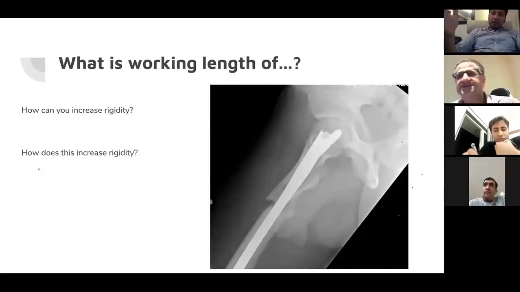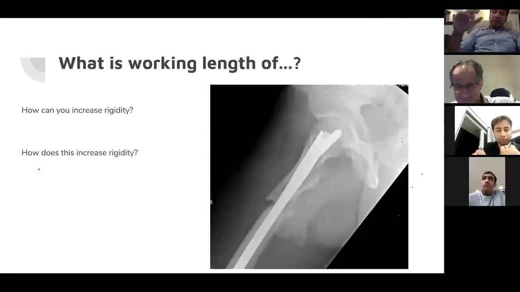Exactly. Thank you very much. You are using this rod as a load sharing device. If you make it very rigid, it will become a load bearing device, and it will create stress shielding. Guys, your concept needs to be clear.